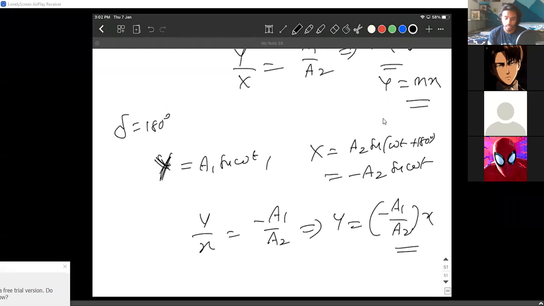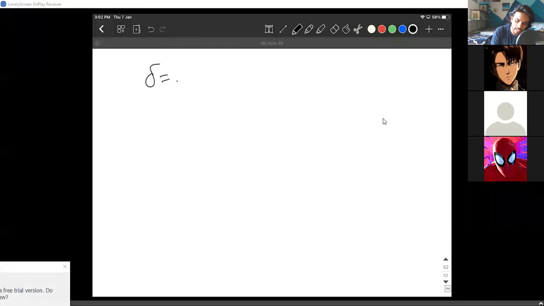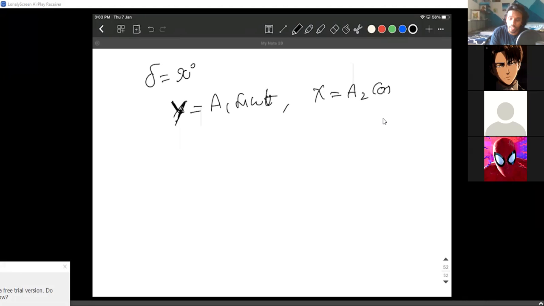Yes, sir. Now, if the delta is 90 degrees, this is where the interesting bit is. If delta is 90 degrees, y equals a1 sin omega t, x equals a2 cos omega t, since sin(omega t plus 90 degrees) is cos omega t. So I'm going to write y by a1 as sin omega t, x by a2 as cos omega t.